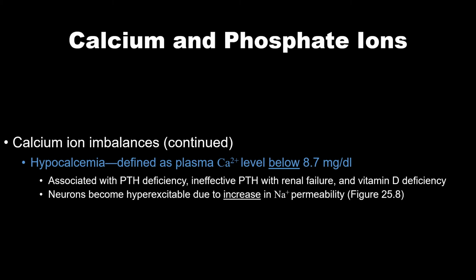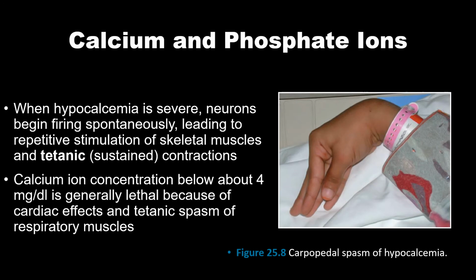When hypocalcemia is severe, there's spontaneous neural firing, leading to a repetitive stimulation of these skeletal muscles and tetanic or sustained contractions. The characteristic carpopedal spasm of hypocalcemia, you should see in the next slide here. This is that carpopedal spasm.